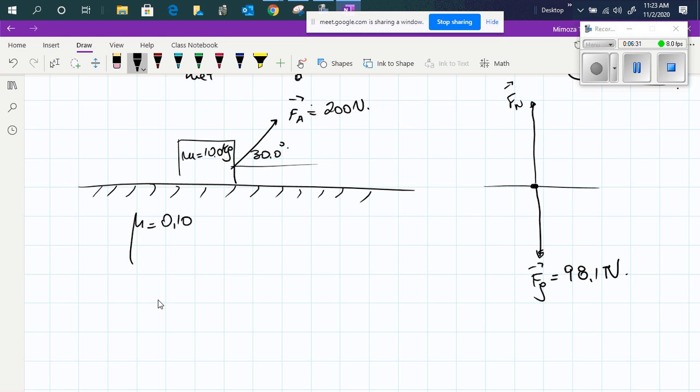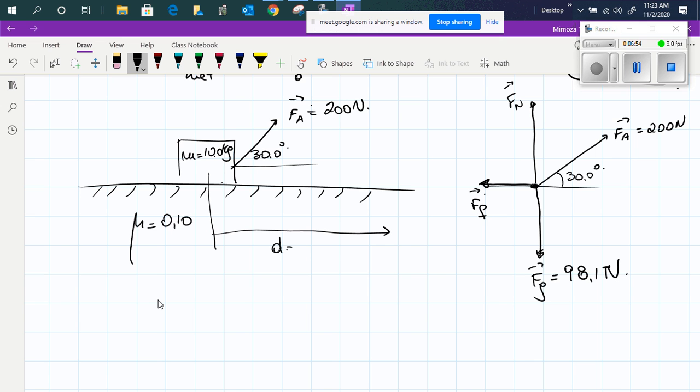That is going like this. You have a force applied with a magnitude of 200 newtons, but with an angle of 30 degrees with the horizontal. And then you have a force of friction here. So now let's say that as a result of this situation, the object is moving for 2 meters.